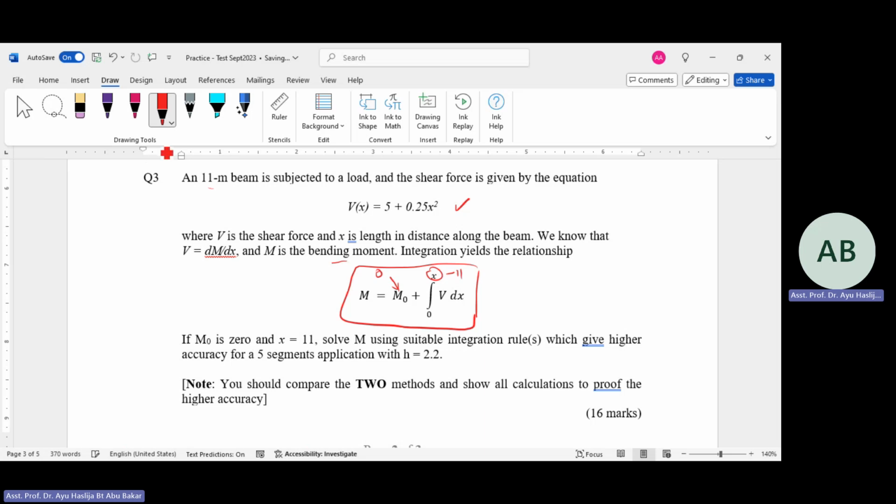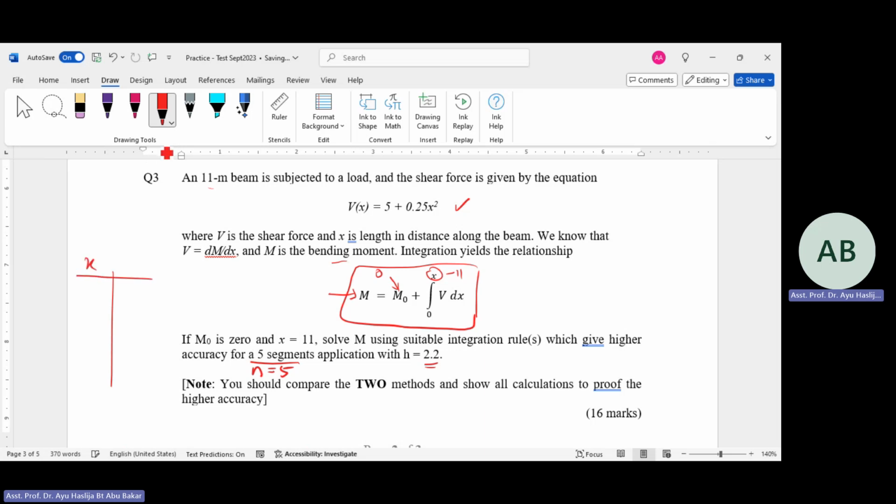Solve M using suitable integration rules. Here I put S in brackets, so you can use one rule or combine the rules. That's why I put S in brackets. It can be either one rule or combined rules, whichever gives higher accuracy for 5 segments, n equals to 5, with h 2.2. It's already given.